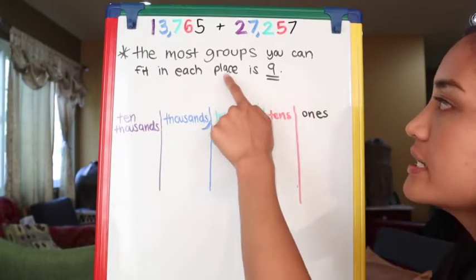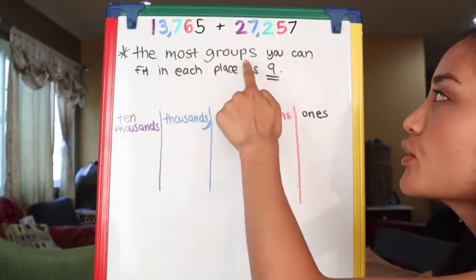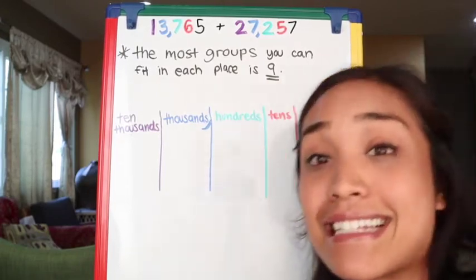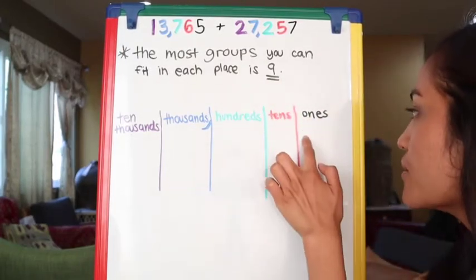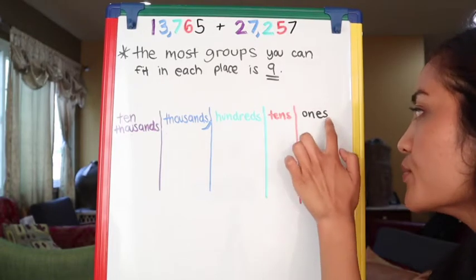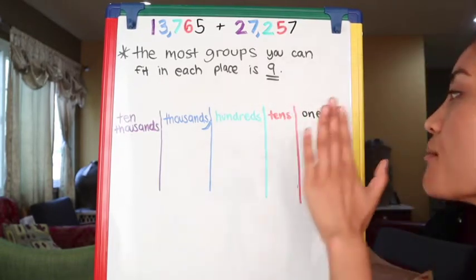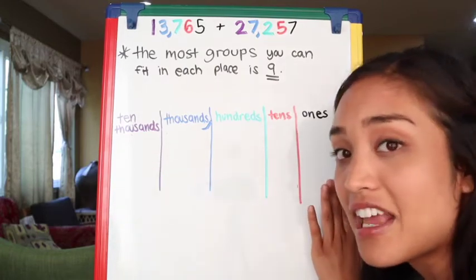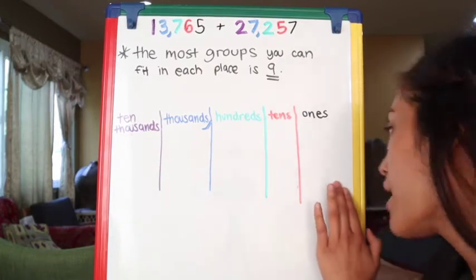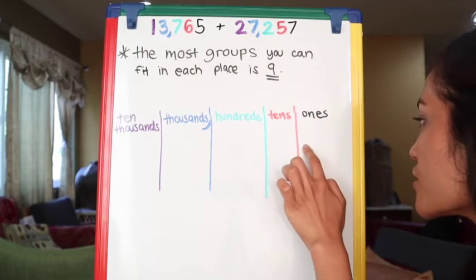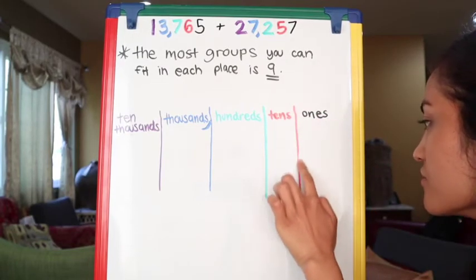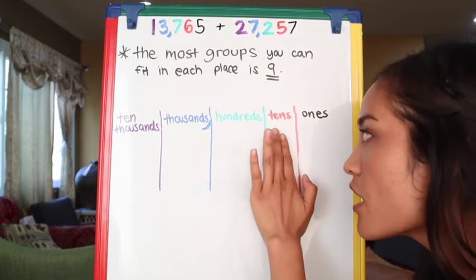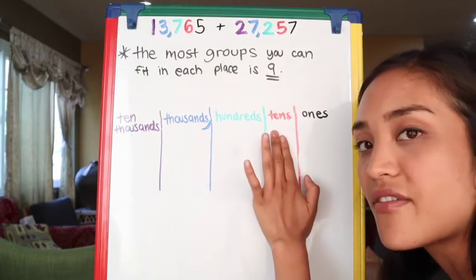Remember this special detail I told you. The most groups you can fit in each place is 9. So remember how I would write down how many groups using lines? The most I can have in each section is 9. If I get more than 9, I will be showing you how to circle that group of 10 and move it on over to the next place value.